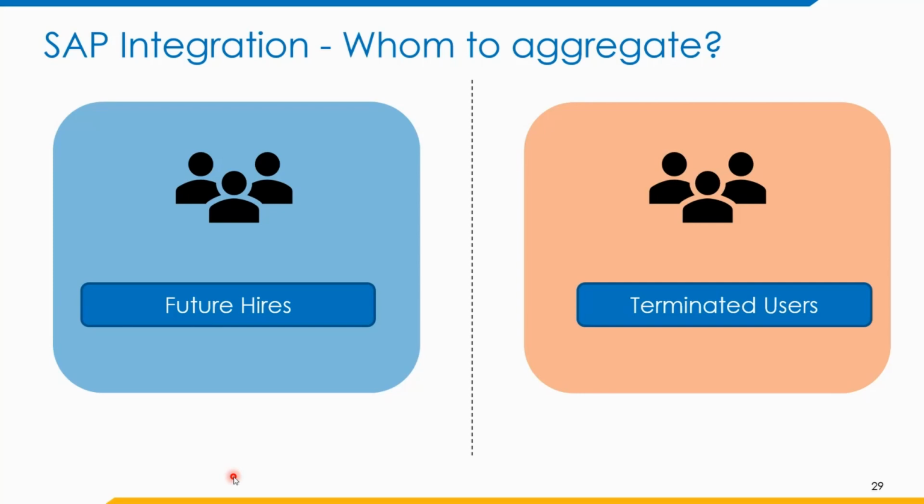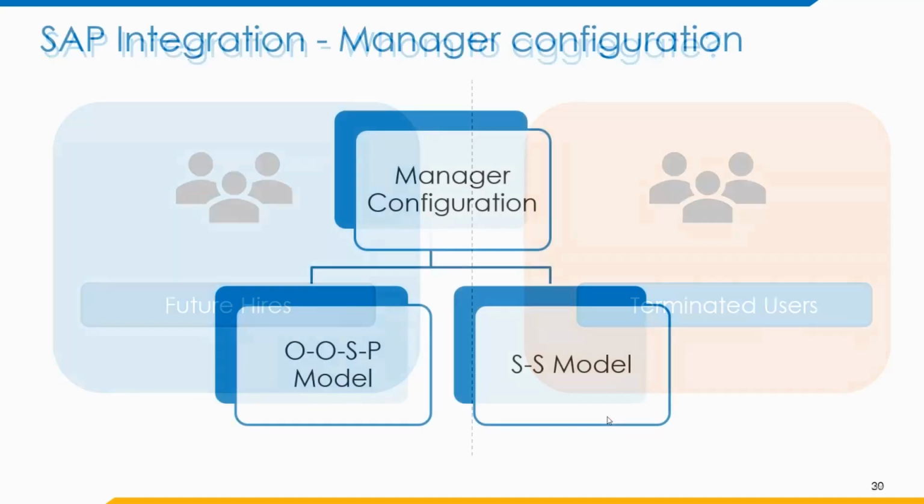If we want to aggregate only a specific offset of users, for example, those who were terminated in the last 1 week, you can specify the offset as 7, or you can specify any positive numeric value that will aggregate those people that were terminated before the current date. So this is with respect to the different types of aggregation, that is, future hires and terminated users.